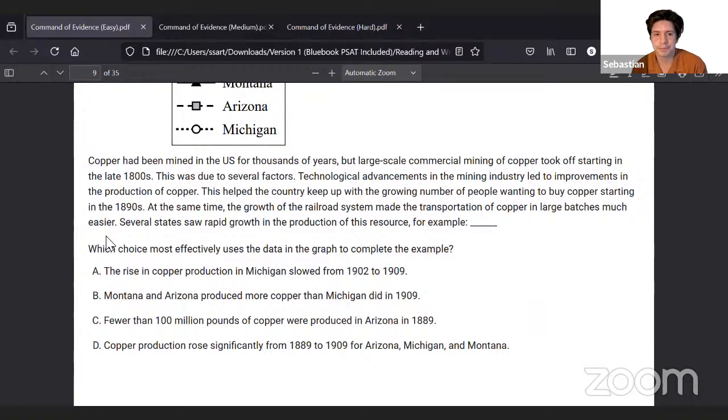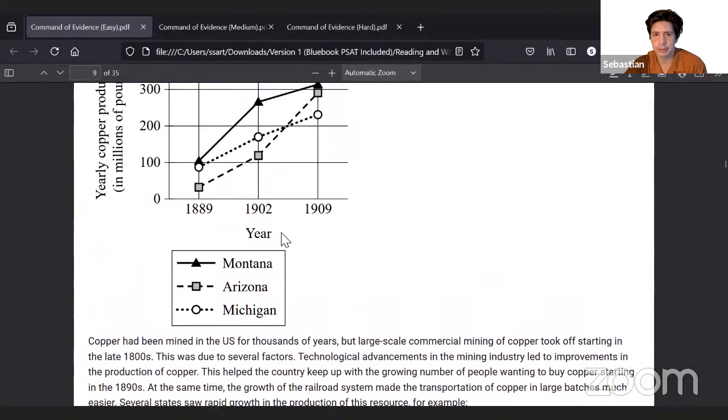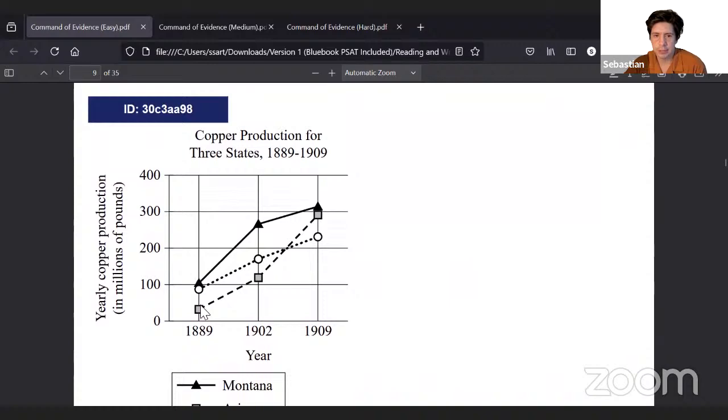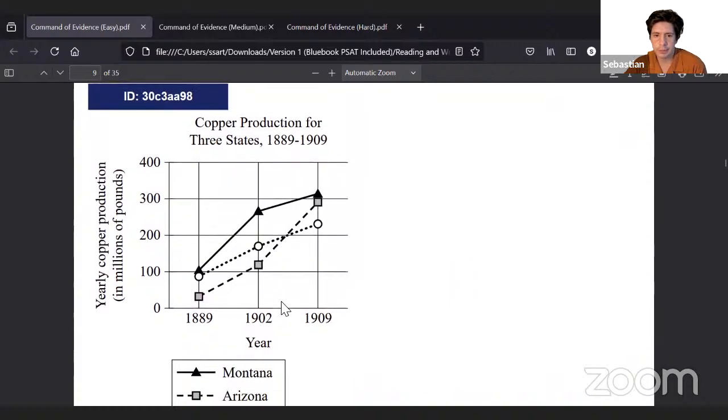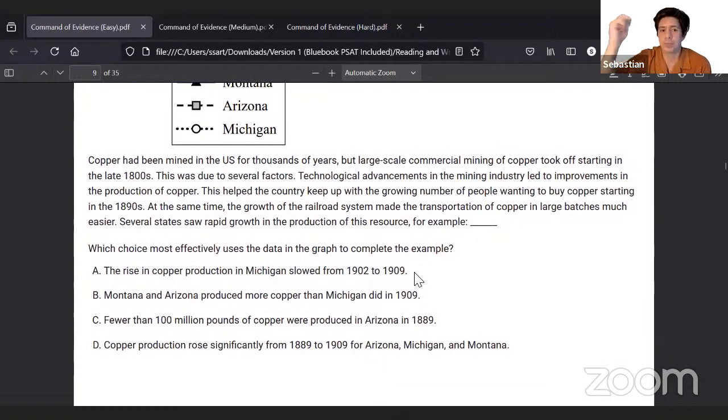For example, okay, so there's which choice most effectively uses the data in the graph to complete the example. So the example is saying that there's a rapid growth in the production of copper, right? So several states saw the rise. Okay, so these three all go up: Montana, Arizona, and Michigan. A: The rise in copper production in Michigan slowed from 1902 to 1909. That's slowing when they're talking about rising. So A wouldn't make sense.